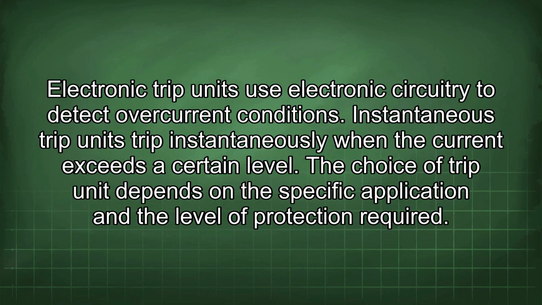Electronic trip units use electronic circuitry to detect overcurrent conditions. Instantaneous trip units trip instantaneously when the current exceeds a certain level. The choice of trip unit depends on the specific application and the level of protection required.